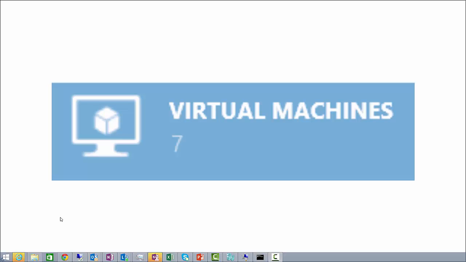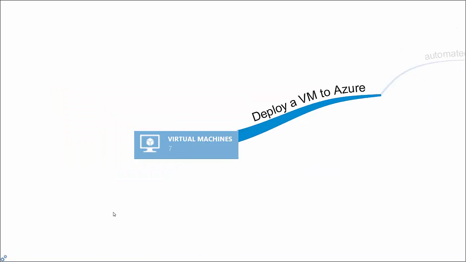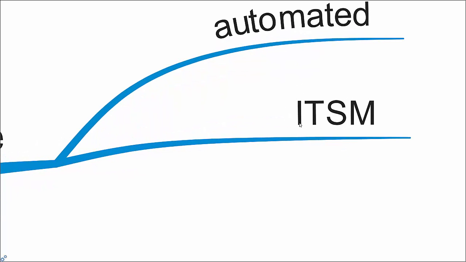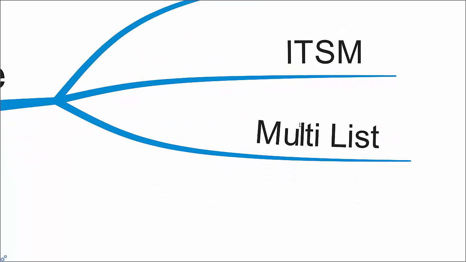So here's a pretty simple way to give you an overview of what's going to happen. What we want to do is deploy a virtual machine into Azure. We want it to be automated. We want to have an ITSM flow, so we want it to go through Service Manager. We want the provisioning to have multi-list capability. When I used to provision to Azure, I used to hard code everything into my PowerShell script except VM name. And so you just get to pick the VM name and that's it.